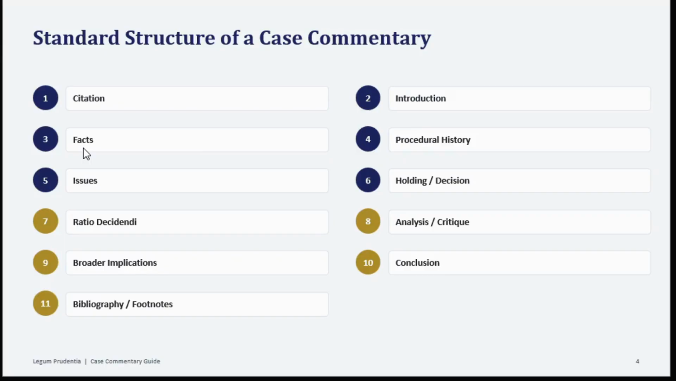Then facts related to your case law. Then comes procedural history. After that, issues and then holding and decision. After all these things, ratio decidendi, then analysis and critique. Broader implications. You can add all these points. And after all these 9 points, you need to add your own idea in the conclusion. Then come bibliography and footnotes. So this is the whole structure of a case commentary.